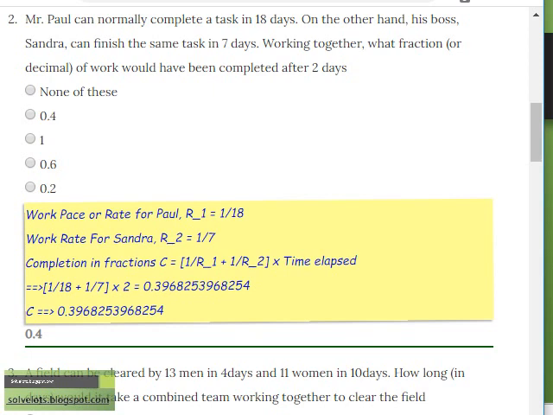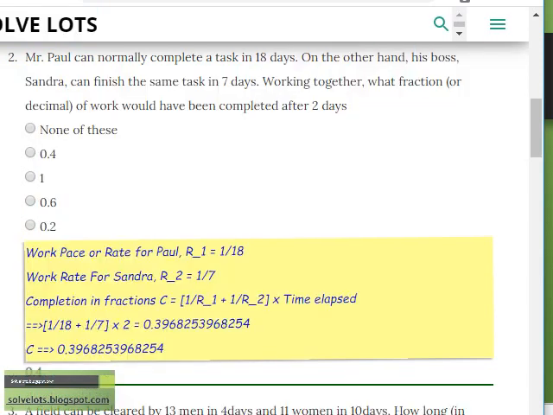I press 1 divided by 18 plus 1 divided by 7. If they mention another worker, maybe another person will take 3 days, 1 divided by 3, sum everything, then multiply by 2. You get your answer straight. It's that simple. You need to be fast when you're handling questions like that. I think we should take one more example.